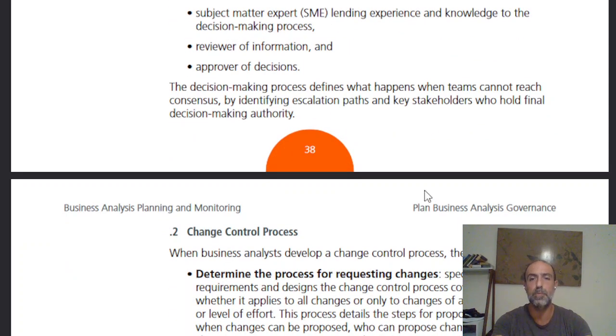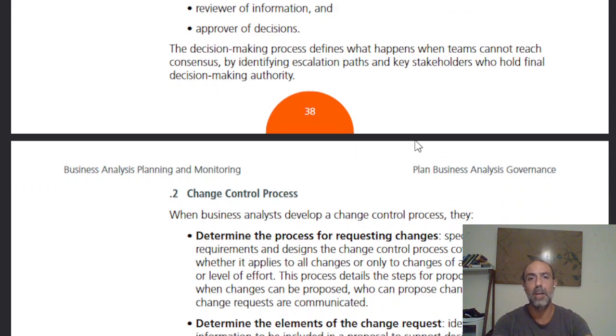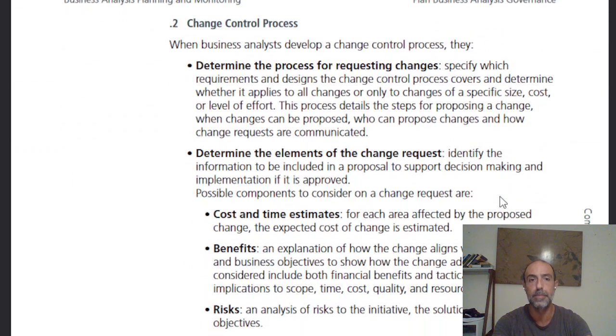Decision-making process defines what happens when teams cannot reach consensus, right? So it's the protocol that will be used in order for us to properly do the business analysis that's required, by identifying escalation paths and key stakeholders who hold final decision-making authority. Great. The change control process.